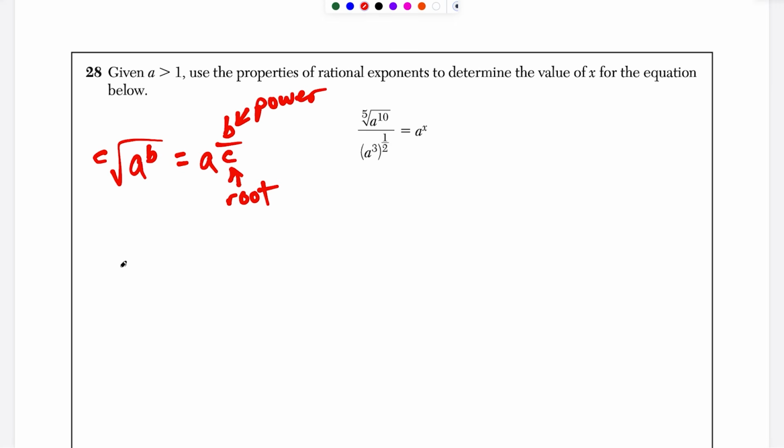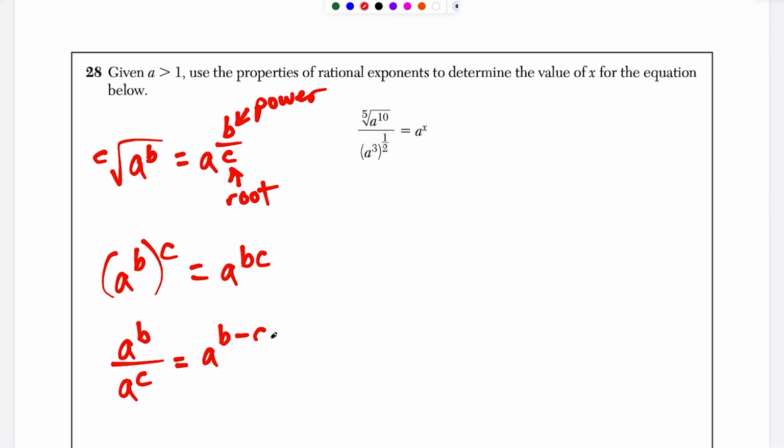And then the next property we should know is that a to the b to the c power is equal to a to the b times c. And then finally, we should know that a to the b divided by a to the c is equal to a to the b minus c. So I'm going to use these 3 properties here for this question.